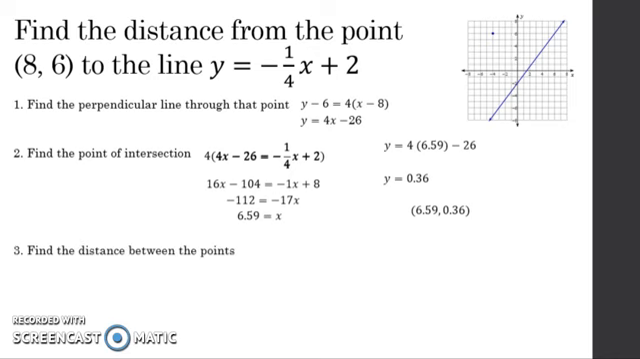We're now going to find the distance between our original point (8, 6) and our new point (6.59, 0.36). That's the square root of (8 minus 6.59) squared plus (6 minus 0.36) squared, and you should get 5.89. That is distance between two parallel lines and the distance from a point to a line. Good luck on the practice and application.